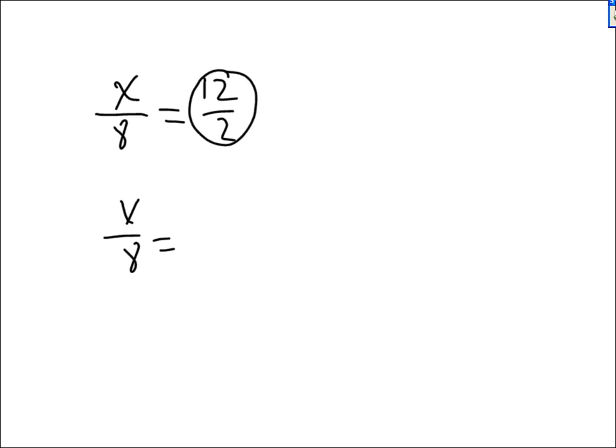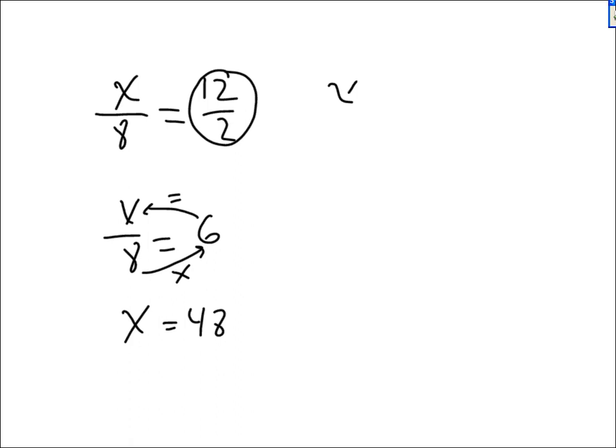If you're given x over 8 is equal to 12 over 2, that is, what's the proportion? What should it be? First of all, I would just say this is 6. 8 times 6 is equal to x. Done.